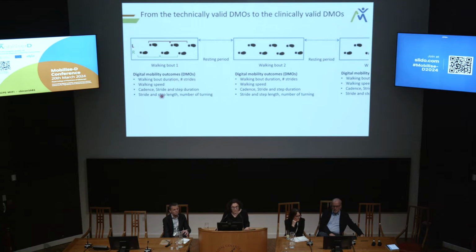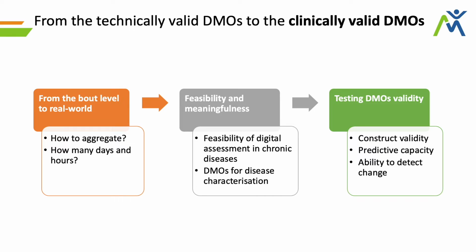So let's say we have walking speed of one person in one walking bout. Is this clinically valid? So actually, we underwent all the traditional procedures to approach clinical validity. We did construct validity, predictive capacity, and ability to detect change. But because of the complexity of the data and the novelty of the approach, we had to use also additional analysis before we were able to test the clinical validity.